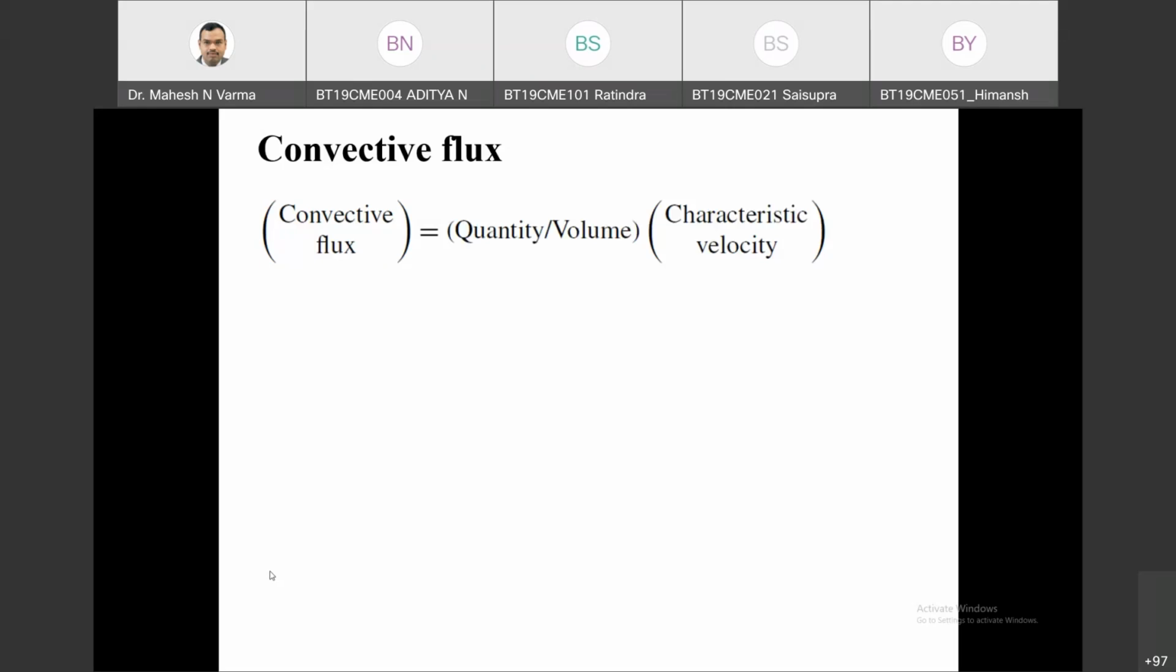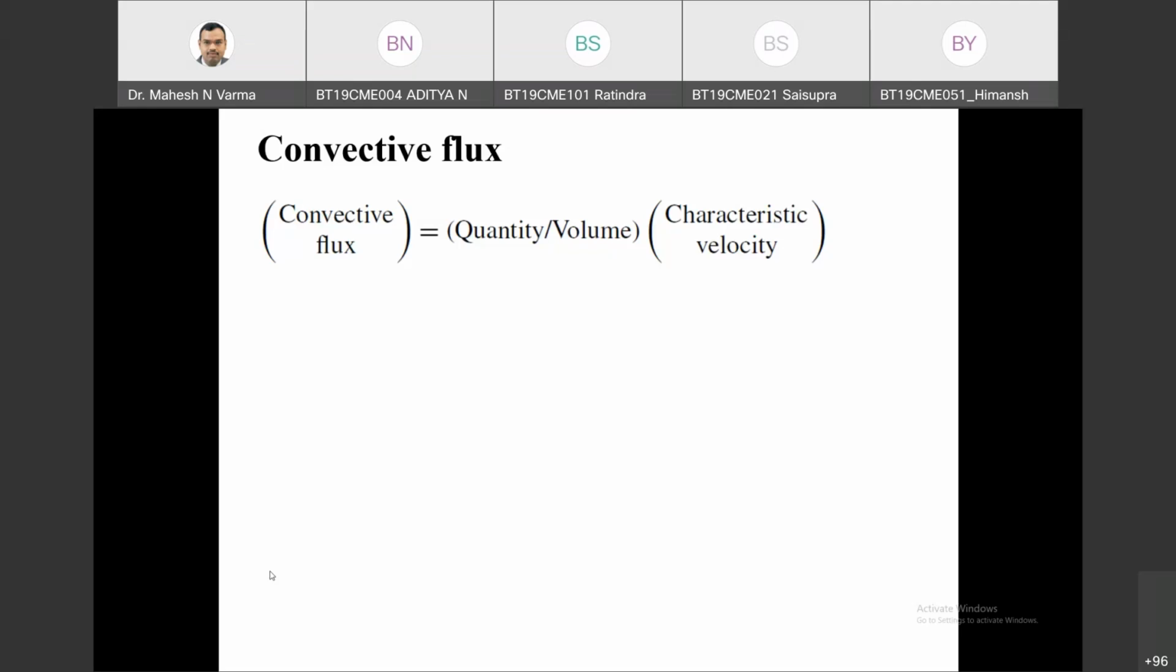Characteristic velocity, just don't get confused between velocity and characteristic velocity. It depends upon the situation. Sometimes we will have a multi-component system. Sometimes we will be mixing two streams with different velocity. Sometimes the concentration of one stream with lesser momentum is more. And this characteristic velocity is the property which defines the velocity, particular for a given system. So, quantity per unit volume.